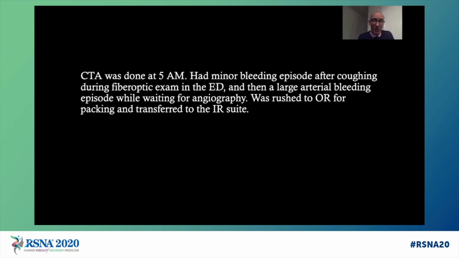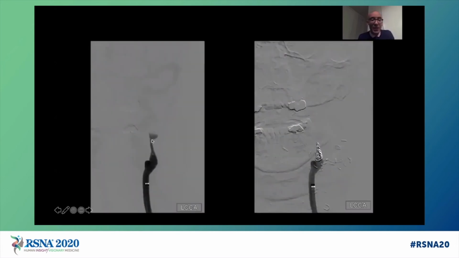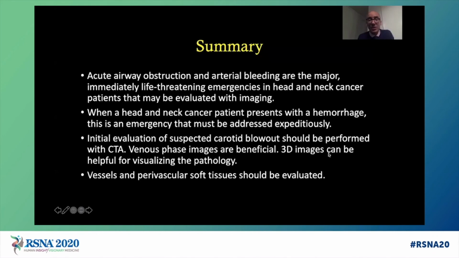And after they were informed of the findings on the CTA, she was scheduled to go to angiography, but had a large hemorrhage from the neck while waiting for angiography. So she was rushed to the OR, was packed, and then transferred to the IR suite, where that outpouching compatible with pseudoaneurysm of the ICA was noted, again looking larger than it did on the CTA, and this was successfully occluded.